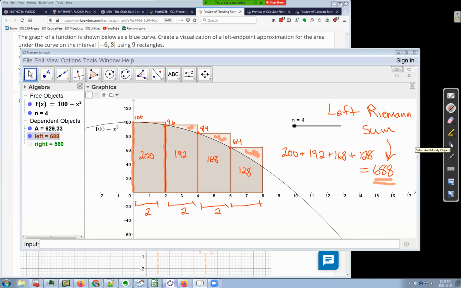So if someone asks you to find a Riemann sum, you should say, well, what kind? And if they say find a right Riemann sum, then you should do it. But if they say, it doesn't matter, find whichever one you want, then you can find whichever one you want. So, all right. Comments or questions about that?